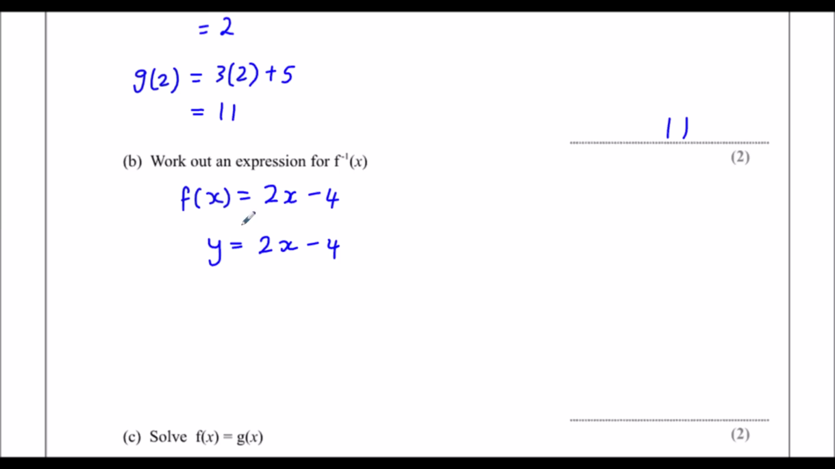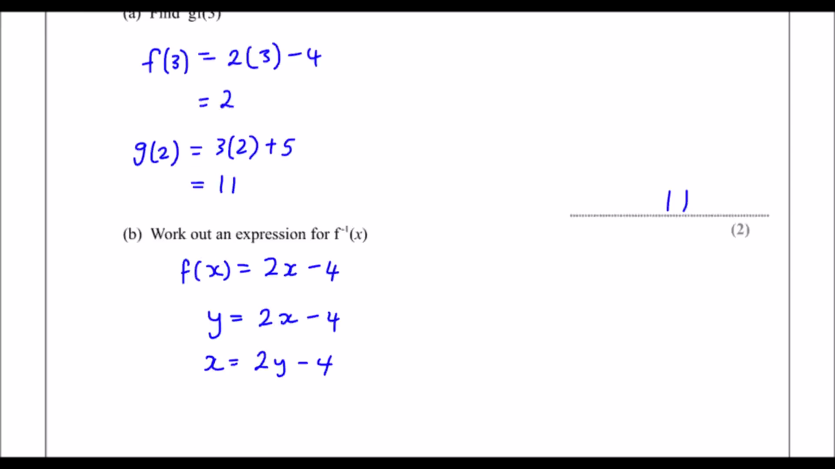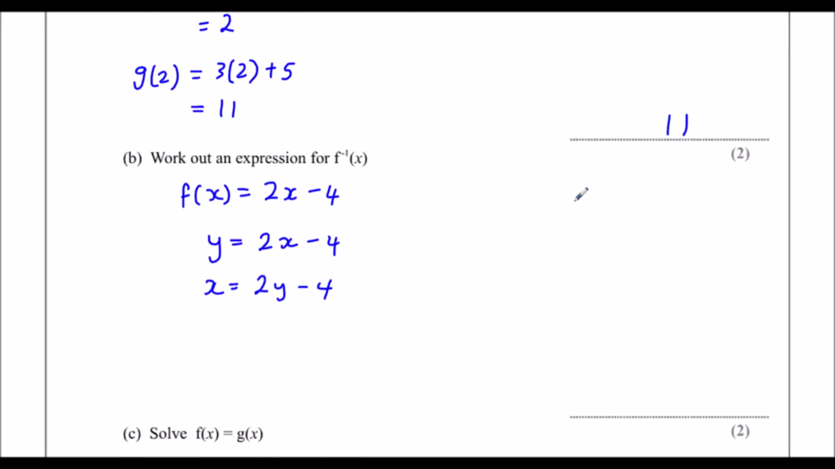Actually, what I'll do first, I'm going to switch x and y around. So x becomes y, and y becomes x. That's what happens in an inverse function. The inputs become the outputs, and the outputs become the inputs. It's a bit like number machines. So 2x minus 4 means you times by 2. You put x in, you times it by 2, and then you take away 4. And you get your output. So the input and the output. So times by 2, take away 4. The inverse function is doing the opposite. So it's going to be plus 4 and then divide by 2.